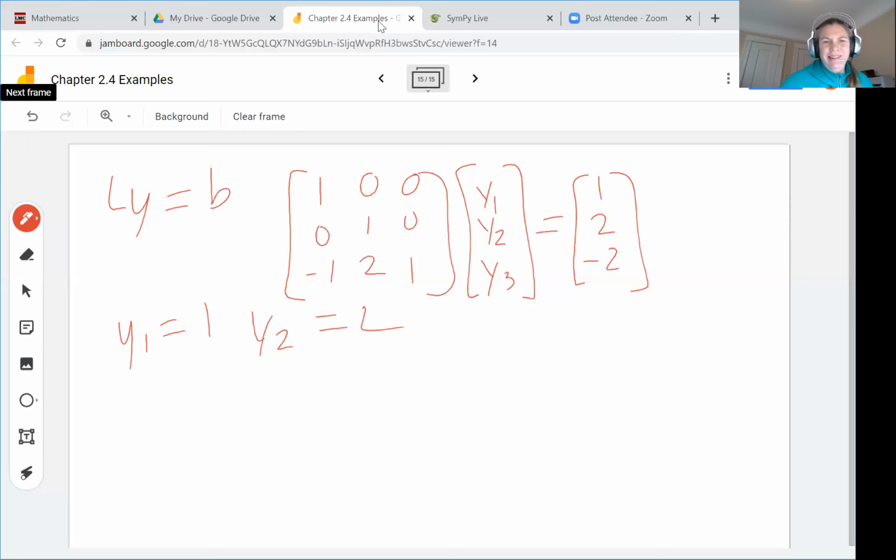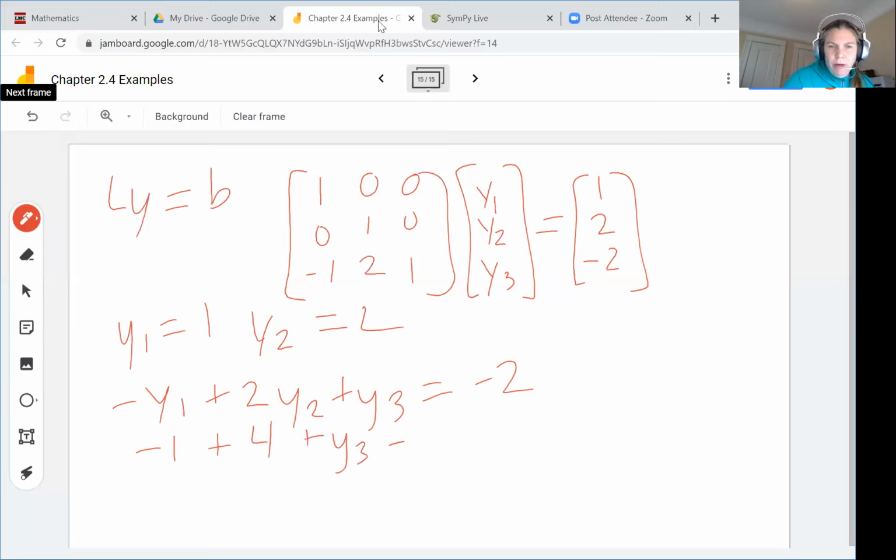And then we see, negative y1 plus 2y2, going from the bottom row of our matrix L, plus y3 equals -2. So we can plug in our values here. So -1 plus 4 plus y3 equals -2. So then this is going to be 3 plus y3 equals -2. So we solve that y3 is going to be -5.